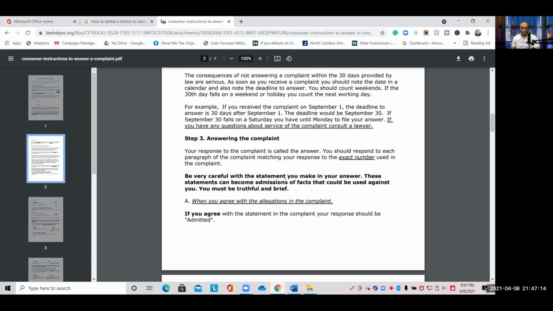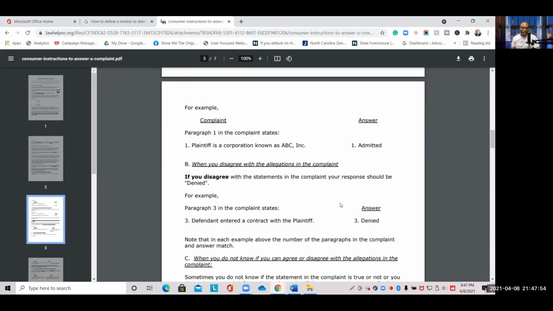Be very careful with the statements you make in your answer. These statements can be admissions of fact that could be used against you. You must be truthful in the brief. Oh, so they're saying to be careful what I say, because they're going to use everything that I put in here against me. And I must be careful in the brief to make sure I don't mention nothing in the brief either. Well, let's jump on the ass with jurisdiction. You ain't got to worry about none of this. Then you must agree or admit that you didn't agree. All of that is ridiculous. I mean, it's just totally stupid to me.